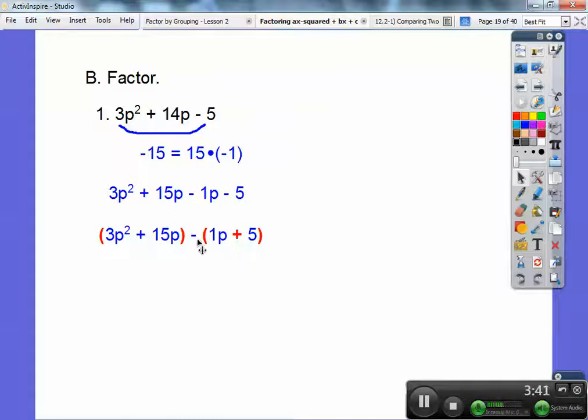Now imagine if I redistributed this negative back through, it would get me a negative 1p and a negative 5. So I pull a negative out right there. All right, so there we go. And then I'm left with the blue p plus 5.